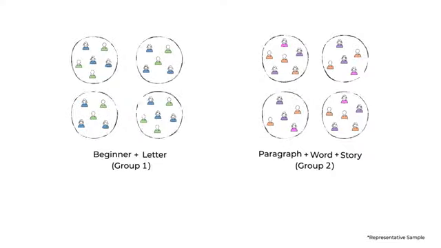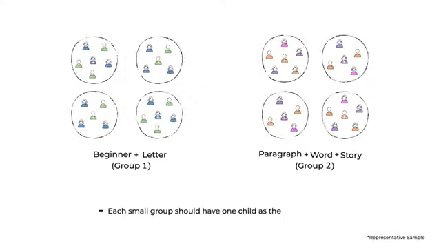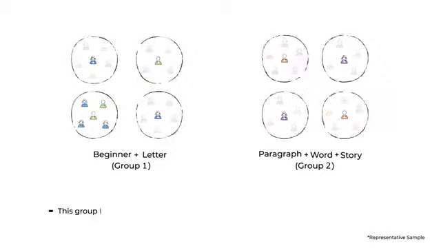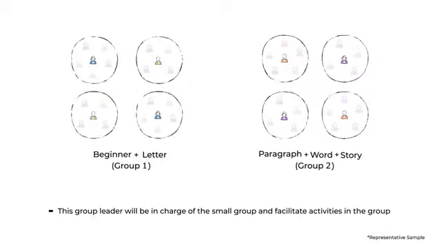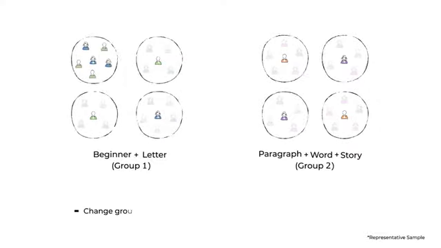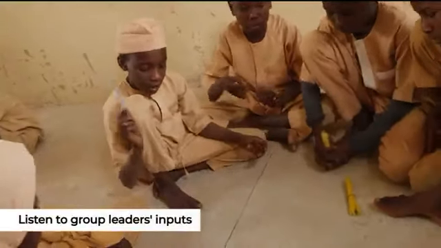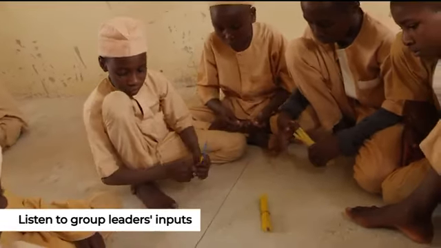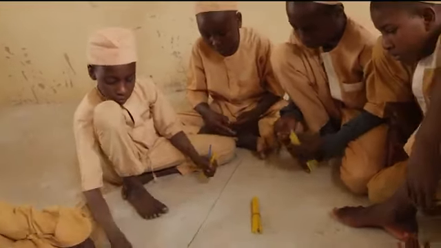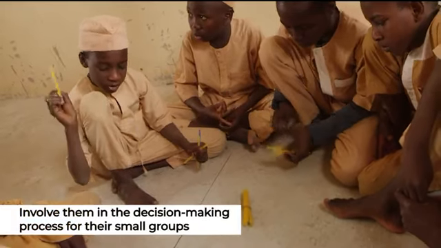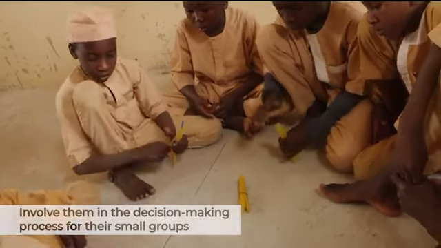In both heterogeneous and homogeneous classes, it is important to ensure that each small group of children has a group leader. This group leader can be any child in the group. As a group leader, the child ensures that the small group is participating in level-appropriate activities. To ensure that all children get an opportunity to lead a group, you can change the leaders every month. Interact with these group leaders to understand how the small group is doing and take their inputs into consideration. You can also involve group leaders in the decision-making processes for the group.